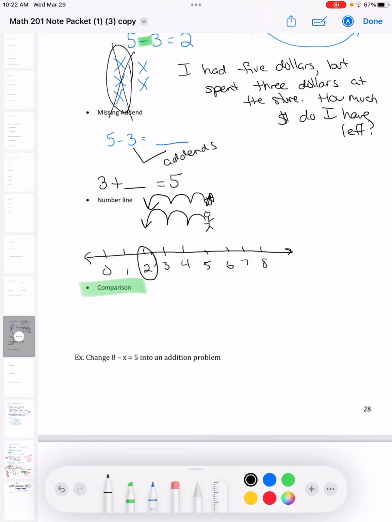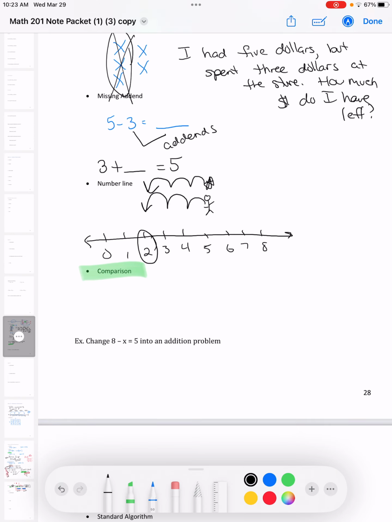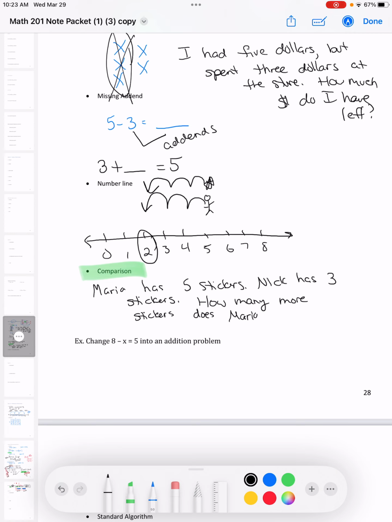So let's say that Maria has 5 stickers. And we can say Nick has 3 stickers to keep with our same number. How many more stickers does Maria have? That's our comparison. So that's that same problem, 5 minus 3, but written kind of asked in a different format. This is a subtraction problem.